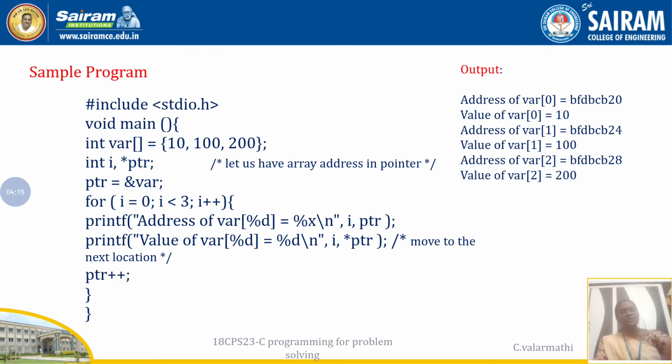This is executed 3 times because we have 3 elements. So the address of var of 1 is displayed, and var of 1 is 100. The address of var of 2 is displayed, then the value of var of 2 is equal to 200. Okay, so this is a very simple example of how we can write one pointer program.